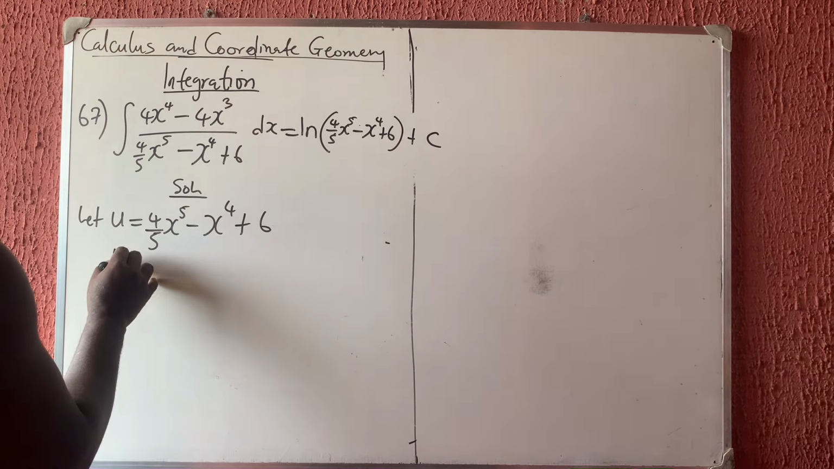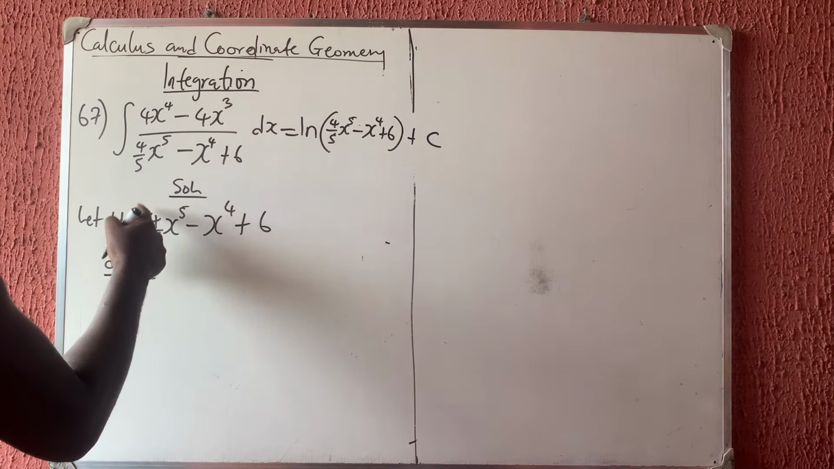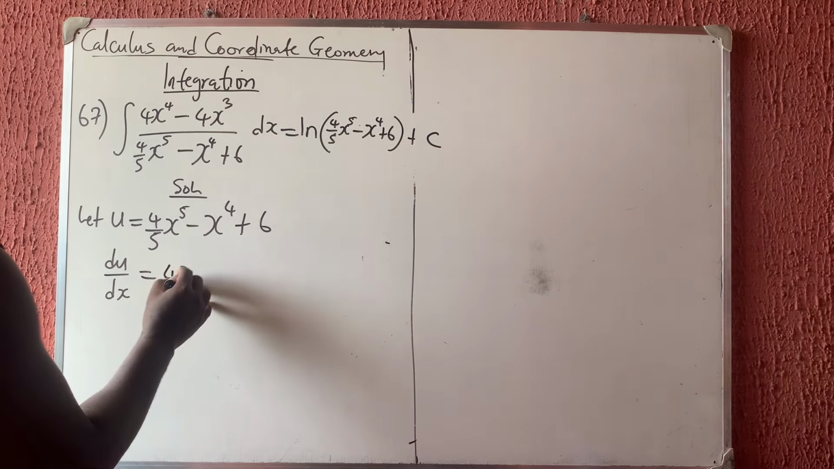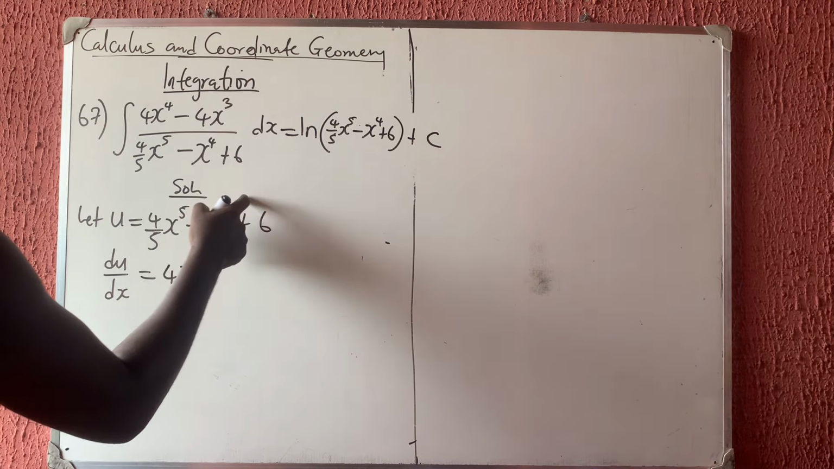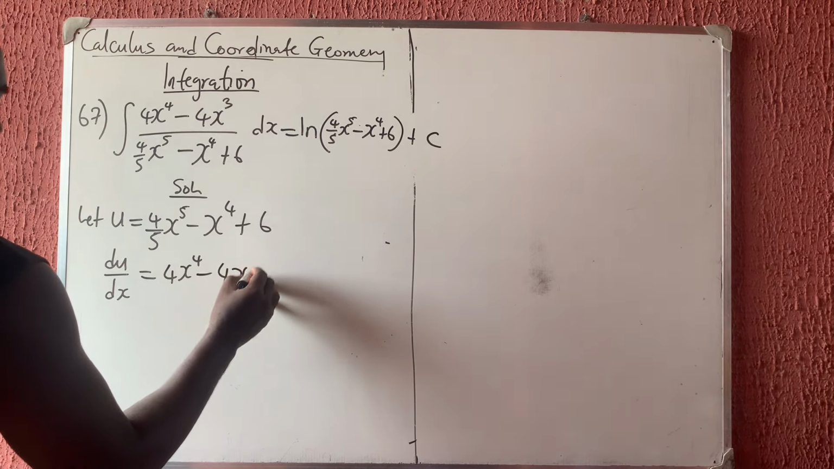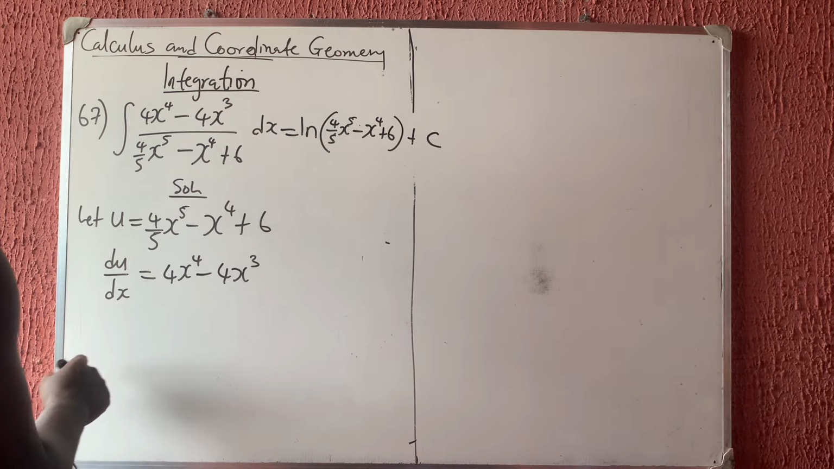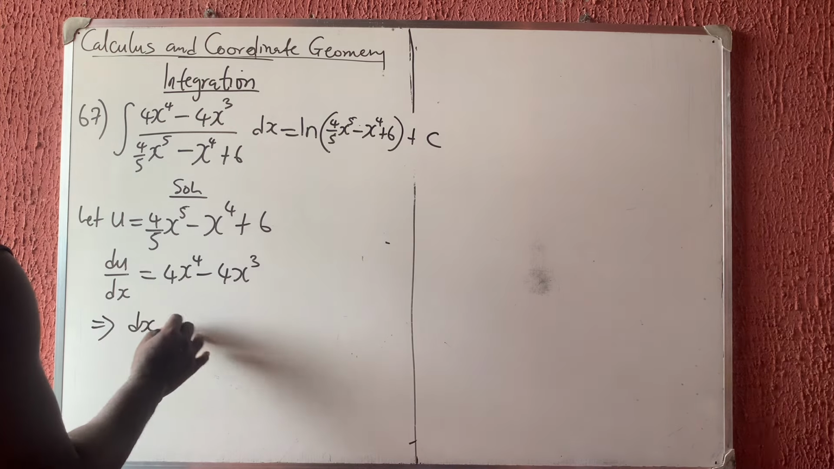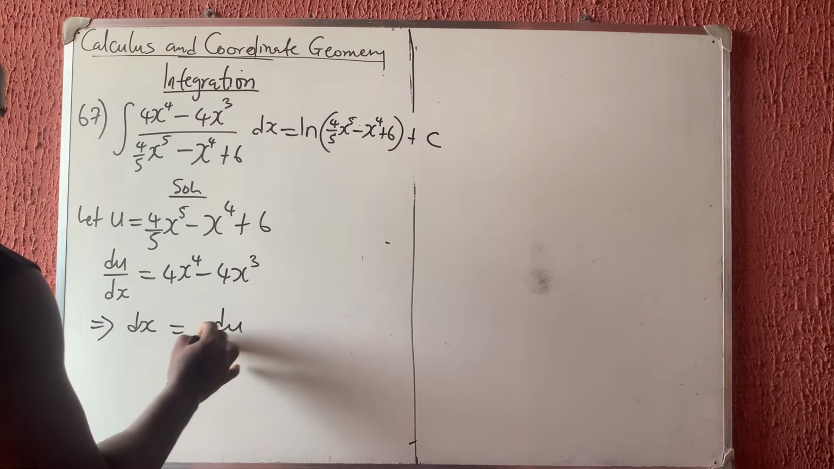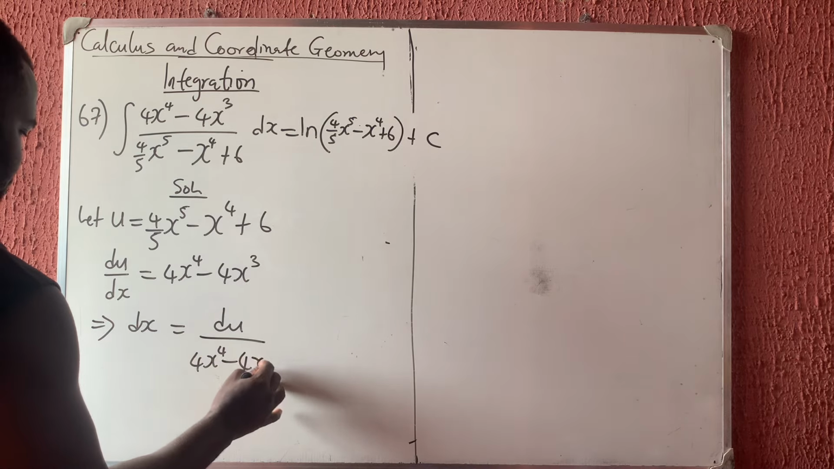Now, du over dx will be equal to: multiply by the power, you have 4x raised to the power 4. Remove 1 from the power, right? Multiply by the power, remove 1 from the power, you have 4x raised to the power 3. Differentiation of a constant is 0. Okay? Now, make dx the subject. If I make dx the subject, it's going to be du over 4x raised to the power 4 minus 4x raised to the power 3.